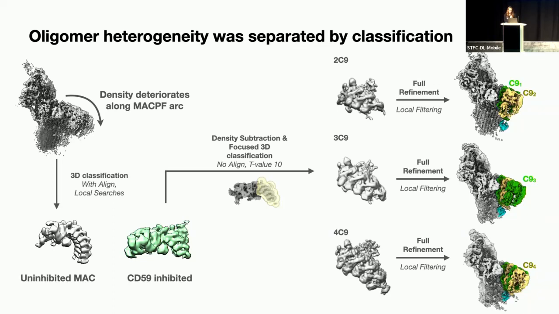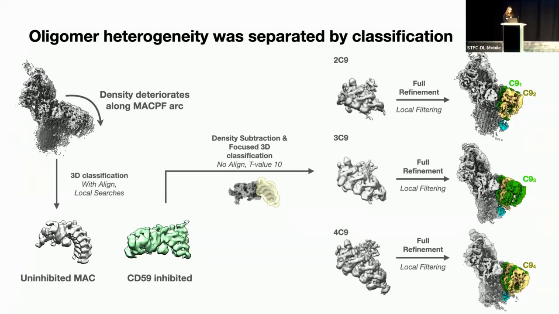So to overcome that, we did a number of stages of classification. The first stage of classification that we did was to separate these uninhibited MAC structures from our CD59 inhibited MAC structures. This was relatively simple with 3D classification. We could tell the difference between them based on the arc size of the pore, similar to that very first experiment. What was a lot more challenging was separating much more subtle stoichiometric differences within the complex.